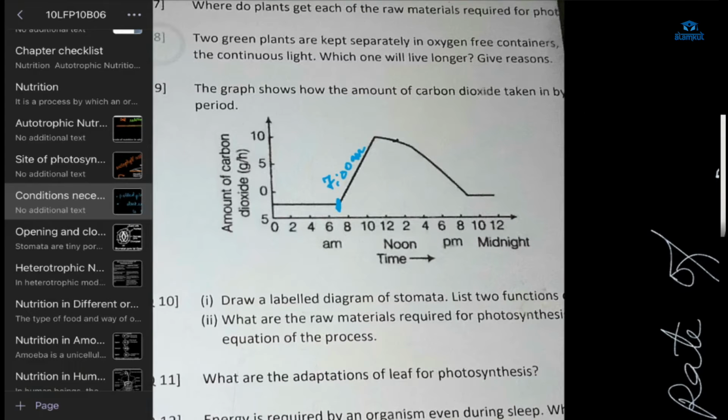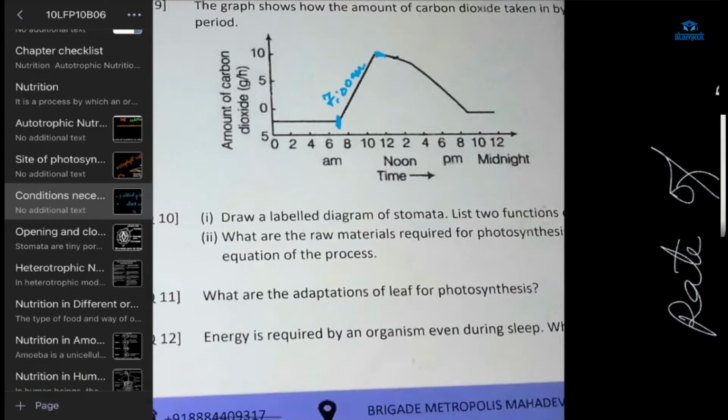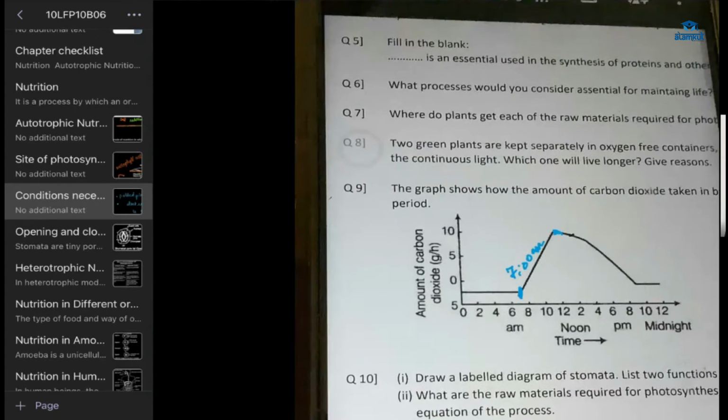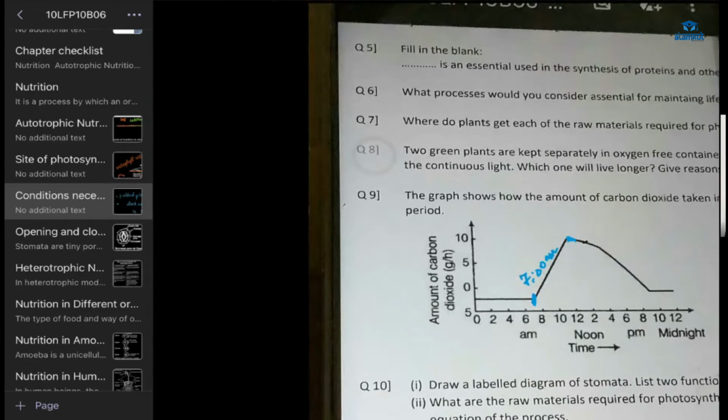From this figure, you can say, right? Rudnil? 11. Yes, you can see, right? At what time is it highest? This point, right? At 12. Why? Because here the concentration, the amount of carbon dioxide, is more.